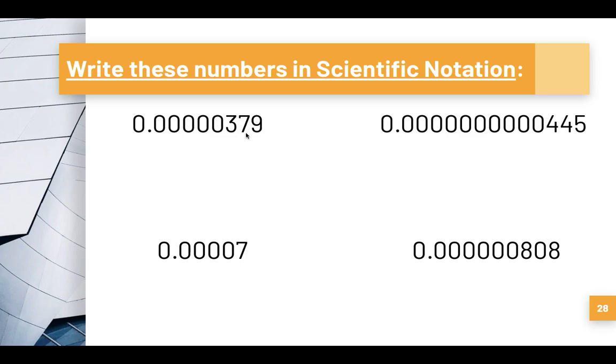And we're going to count how many decimal places we have. 1, 2, 3, 4, 5, 6 places. And since it's a tiny number, it's going to be negative 6. So it's 3.79 times 10 to the negative 6.